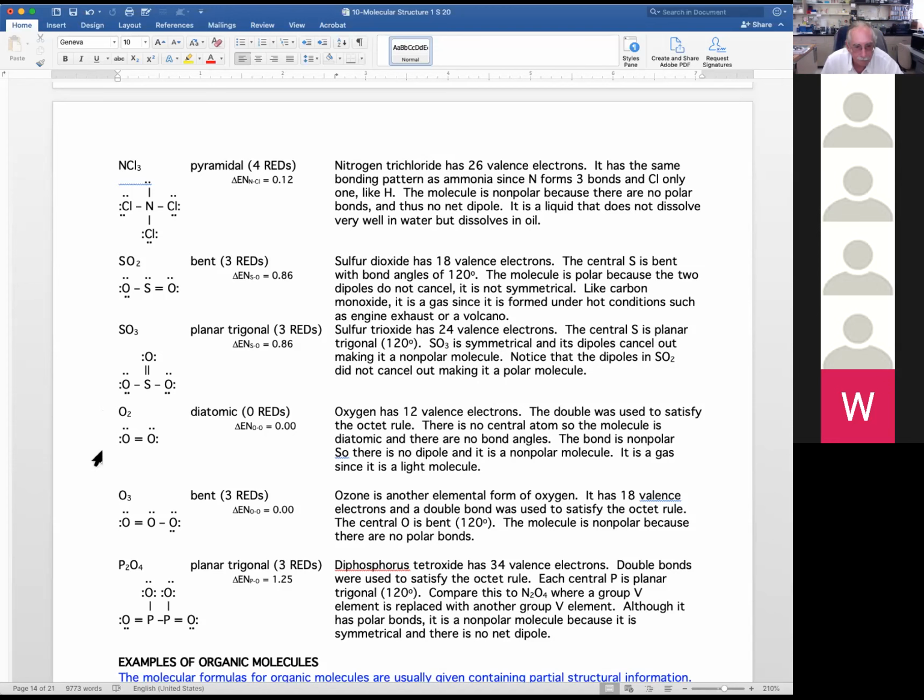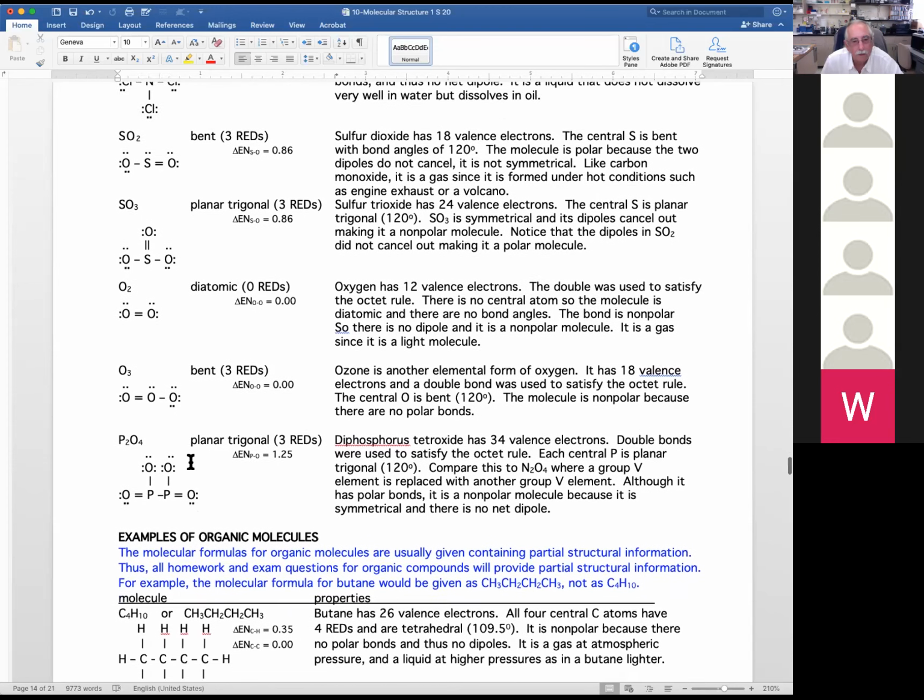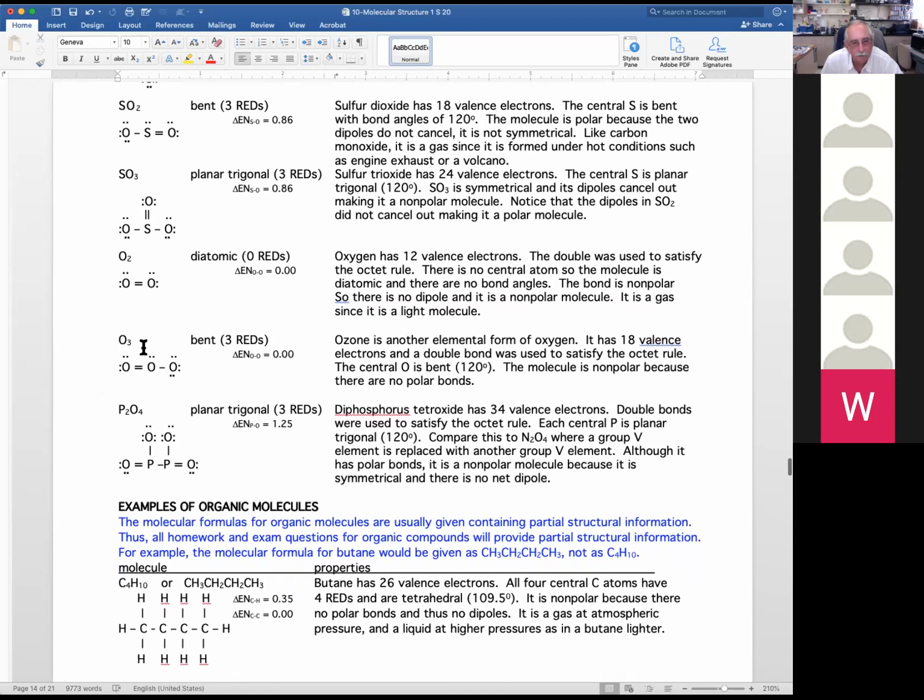So here's oxygen, it's diatomic. Here is ozone, which is bent. I've got 1, 2, 3 regions of electron density there, so it's bent. That's a hard one. Ozone would look like this, right? So it's asymmetrical, but because the difference in electronegativity is 0, it's a nonpolar molecule. You find it as a gas.